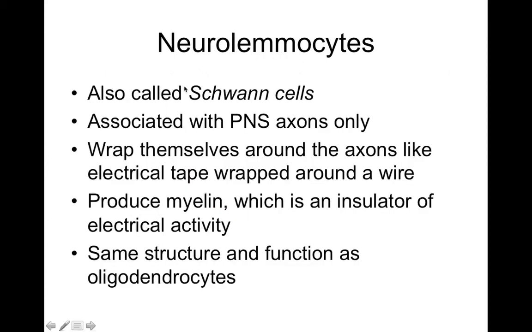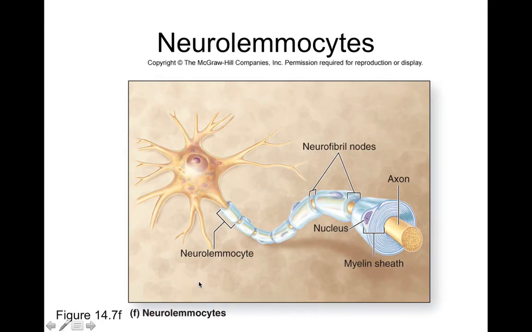Now, the neurolemmocytes are Schwann cells, and these are the things that form myelin in the peripheral nervous system. They wrap themselves around axons like tape on electrical wire. They produce myelin, which is an insulator, just like oligodendrocytes do, and they have the same structure and function as oligodendrocytes. So what they look like is, each one of these is a neurolemmocyte wrapping around the axon, forming a nice little myelin sheath, which conducts action potentials more quickly. That's the function of myelin there.